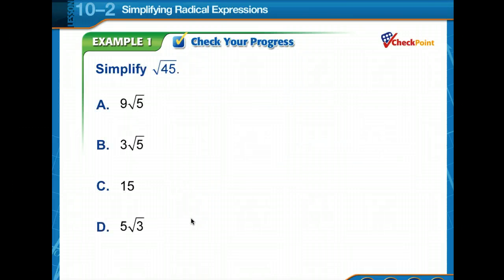Here's time to check your progress. So calculate to see what you get when you're looking for the square root of 45. Okay, so it's 9 times 5, or 3 times 3 times 5, which is 3 times the square root of 5. Very good.